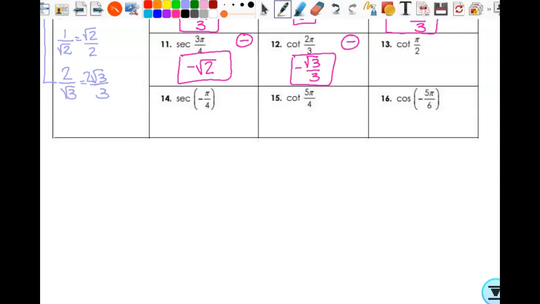All right, Gabby. Cotangent is the reciprocal of tangent. Pi halves is in the, it's quadrantal. Good. So then what is the tangent of pi halves? It's undefined, so cotangent is 0. Good. All right. Any questions on those? All right, do the last 3. Give you a couple minutes for that.